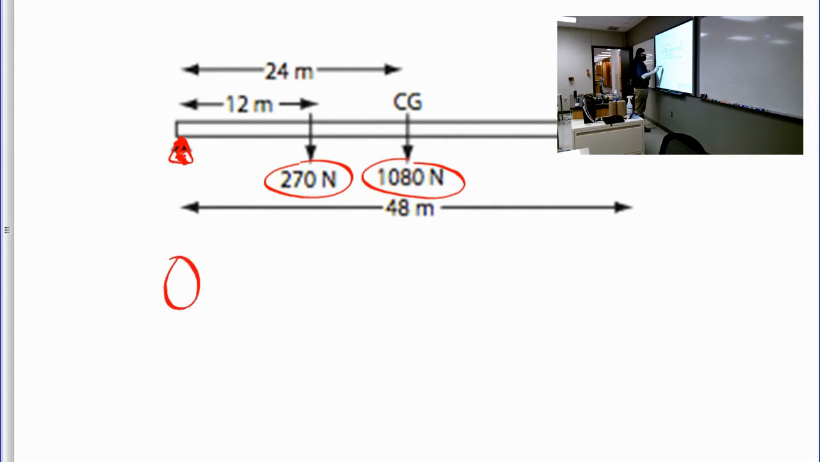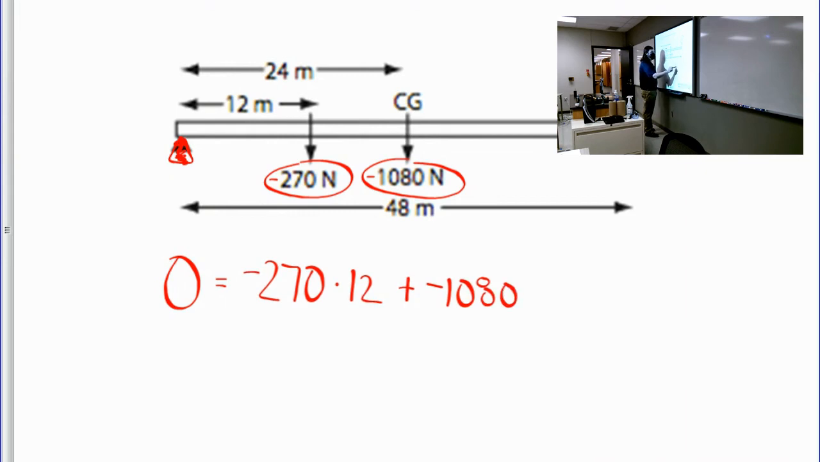The torques all add up to 0. The first 2 torques are causing a clockwise rotation around the pivot point. So these 2 forces are going to be negative. Does that make sense? Okay, clockwise is negative. So the first force we come to is negative 270 newtons. And the distance away from the fulcrum is 12 meters. The second force we come to is negative 1080. And that one is 24 meters from the fulcrum.